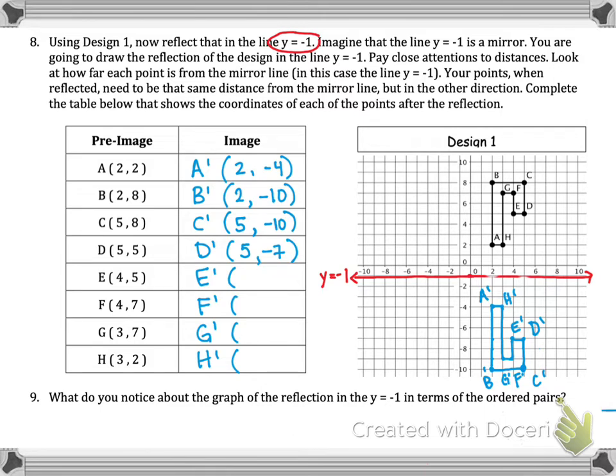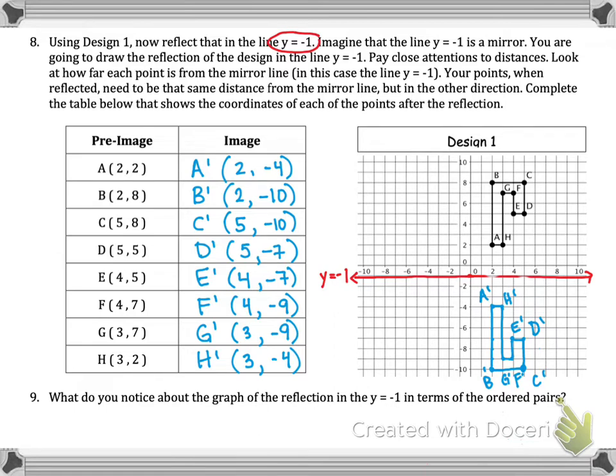Did I move the picture? Sorry, y'all. I made a mistake. E is at 4 and -7. F is at 4 and -9. G is at 3 and -9. And H is at 3 and -4. Whew, sorry, that was tricky for me to label them.